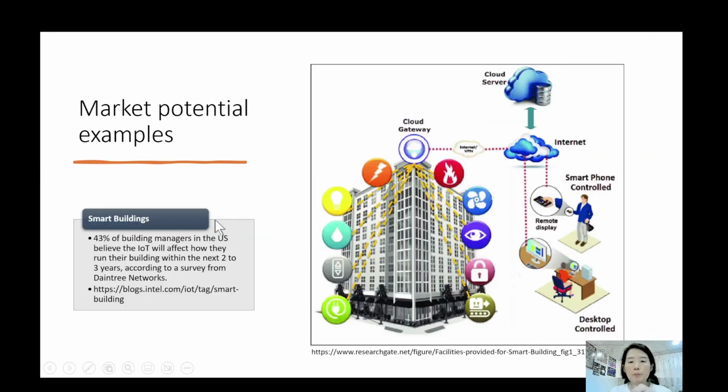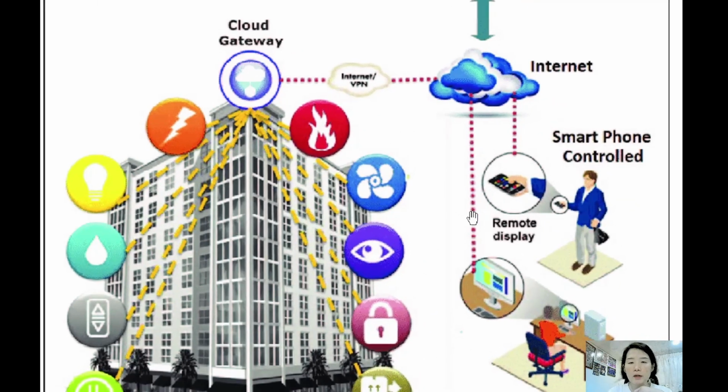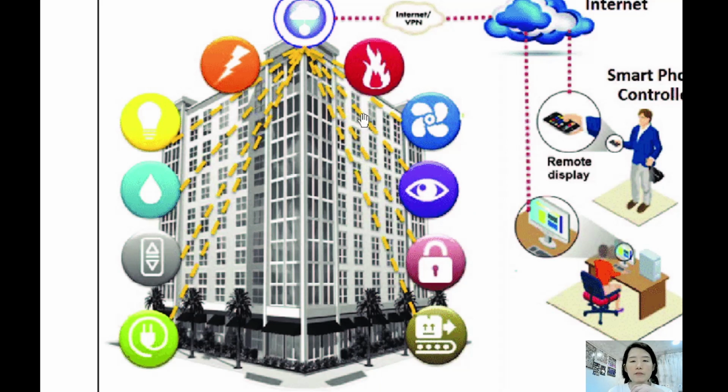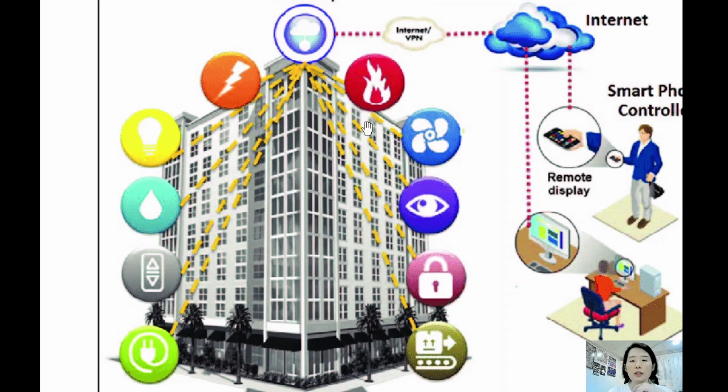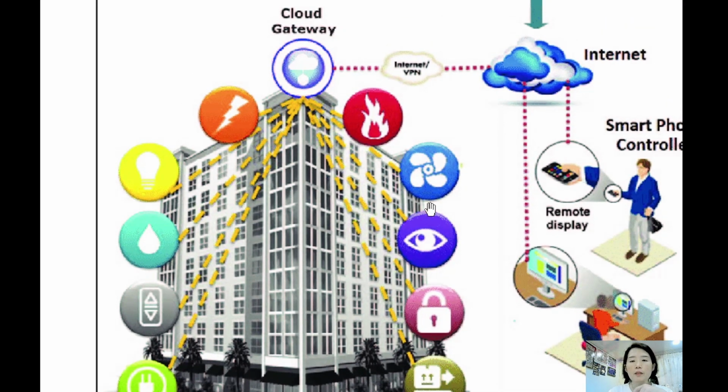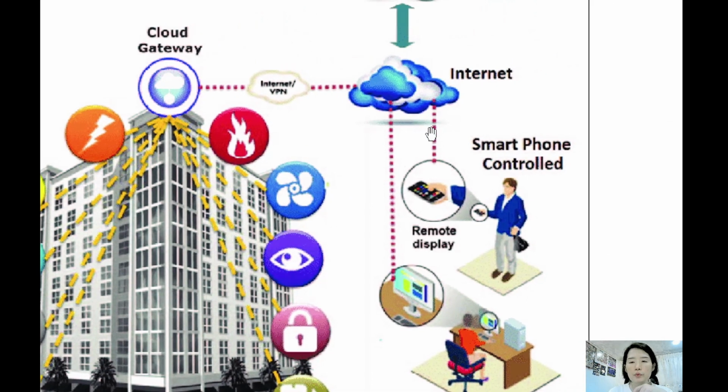In terms of smart buildings, 43% of building managers in the US believe that IoT will affect how they run their building within the next 2 to 3 years. This is according to one of the surveys. Smart building means that you are connecting several kinds of devices and sensors, which include the lighting, the power supply, the disaster and fire alarm, and so on, including the security and processes of your building, and connecting its services through the internet.